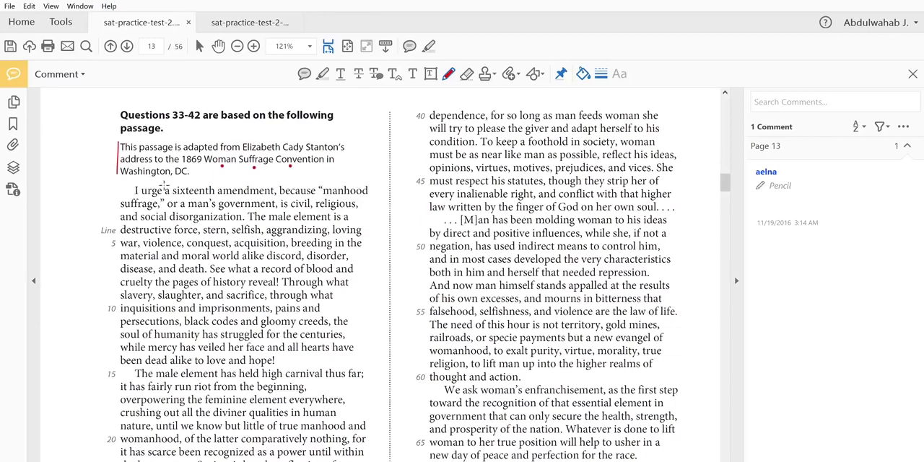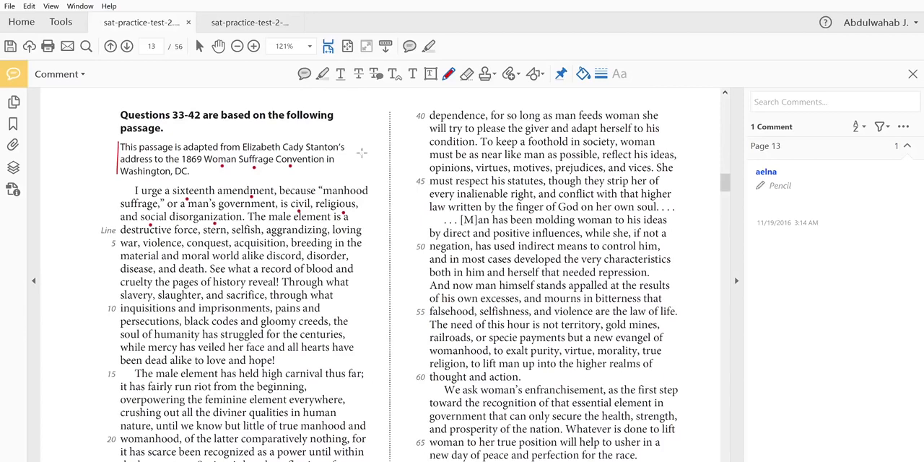"I urge a 16th Amendment." So Elizabeth Stanton wants a 16th Amendment to the Constitution because manhood suffrage, or a man's government, is civil, religious, and social disorganization. Right from the start, Elizabeth Stanton makes her opinions very clear. She believes that a man's government is disorganization on every level. She is not hiding or trying to euphemize, if I may say, her beliefs. She's quite straight. She's quite honest.